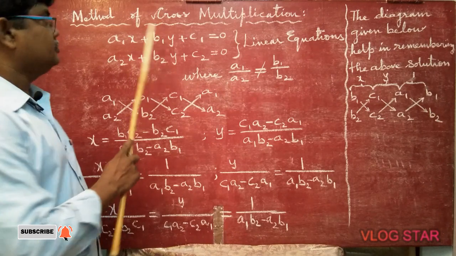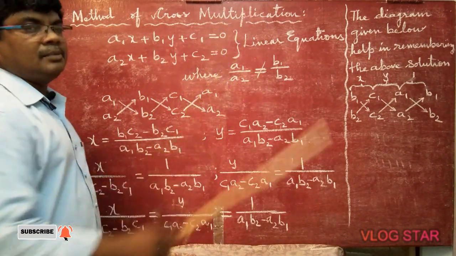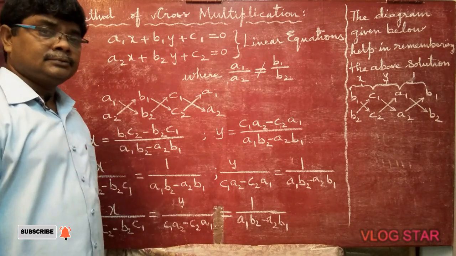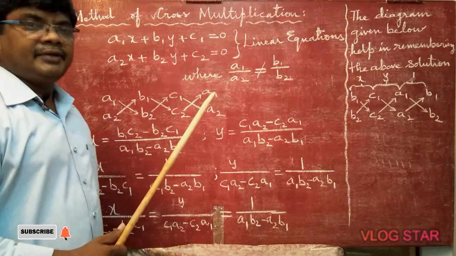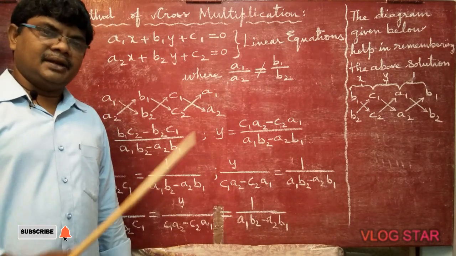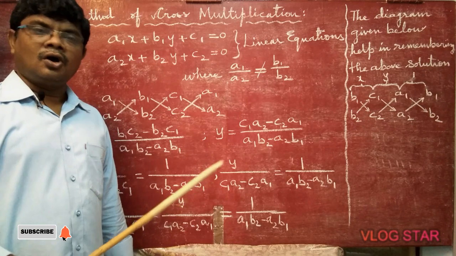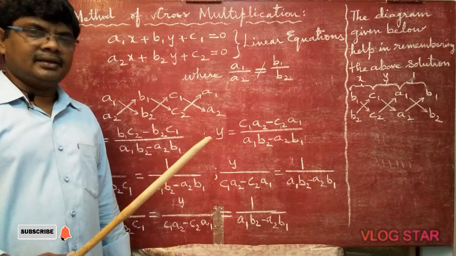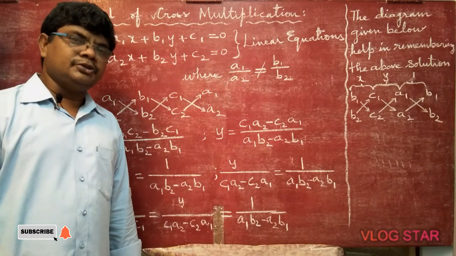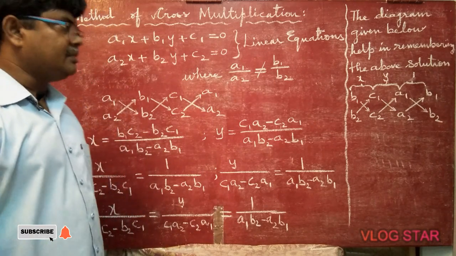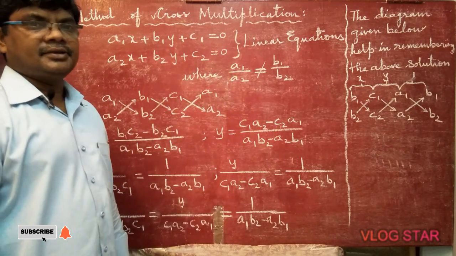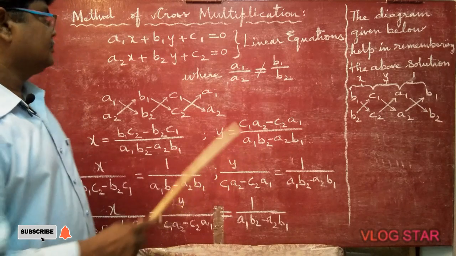Today I am going to teach you the method of cross multiplication. Already we have done simultaneous linear equations by the elimination method. We eliminated x or we eliminated y and we substituted. That is one method. Today I am going to teach you another method: the method of cross multiplication.